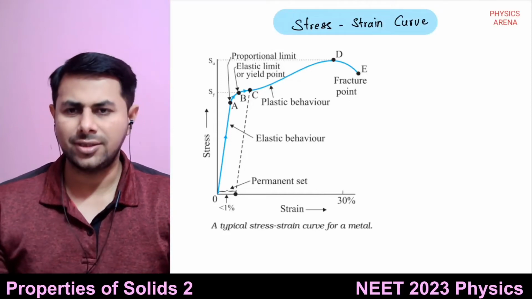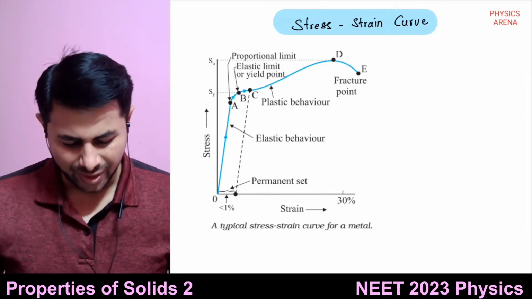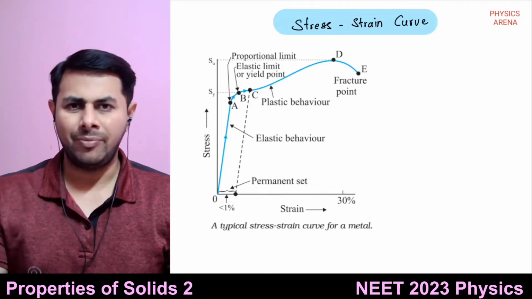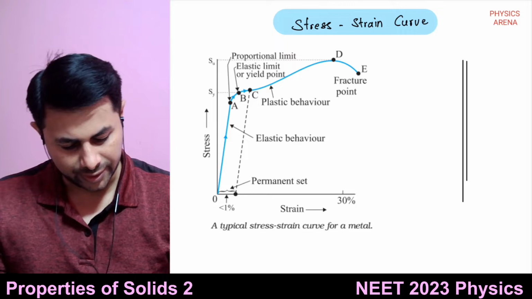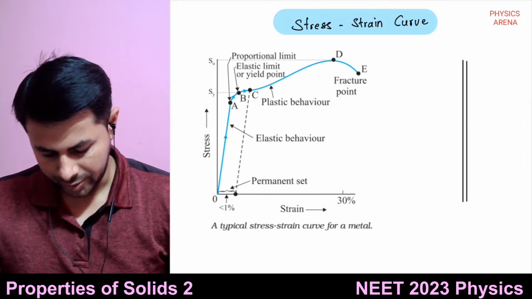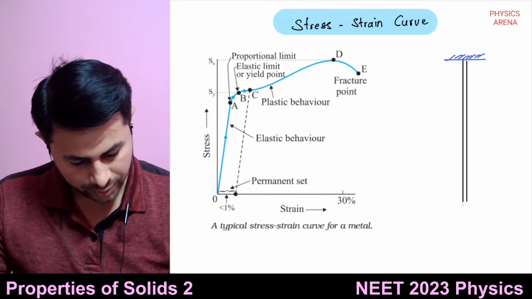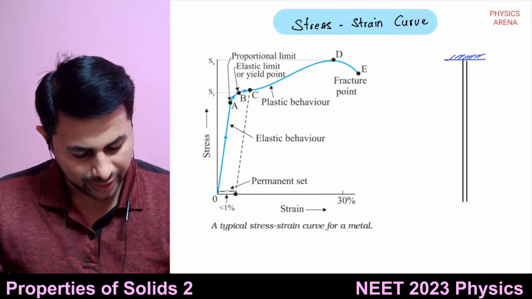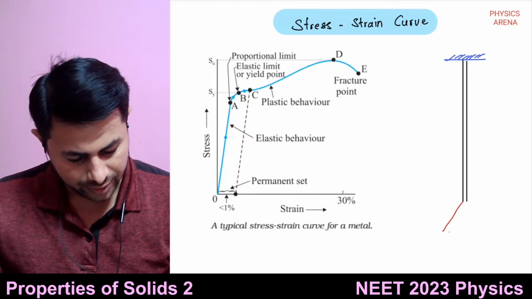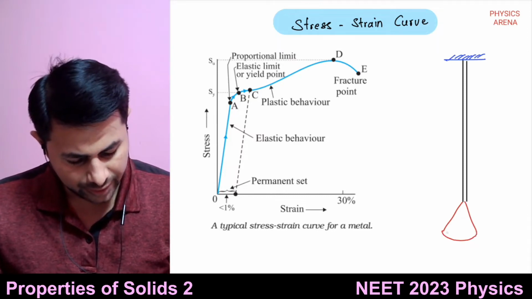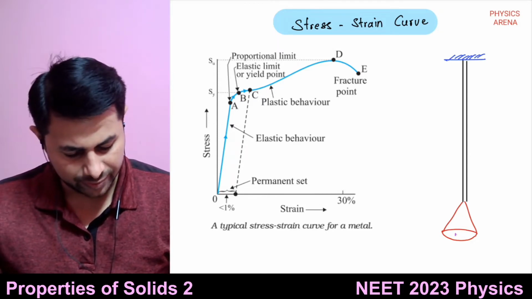So next, let us discuss the stress versus strain curve, a very important topic. Let's suppose we have a metal wire which is hung from some rigid support, from some roof, and we connect a pan to this metal wire. We connect a pan over here, and we keep on adding weights in this pan.